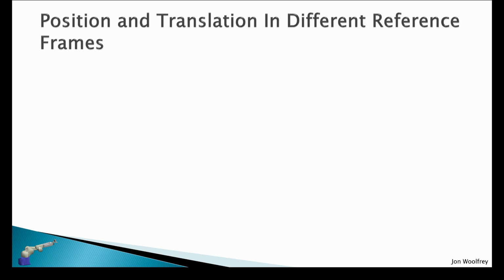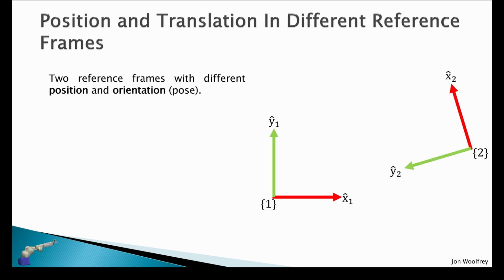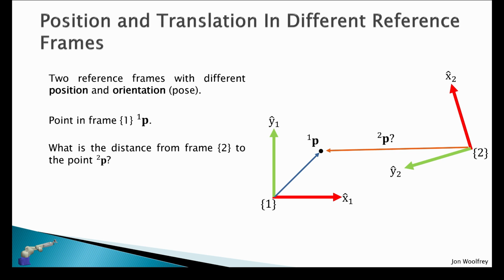So what if we consider position and translation in different reference frames? We have 2 reference frames with different position and orientation, so we say that they have a different pose. Here's frame 1 and here is frame 2. I'm going to specify a point in frame 1 with the superscript 1 here. Then the question would be, what is the distance from frame 2 to this point with the superscript 2, to denote that this point is now being referenced to frame 2?